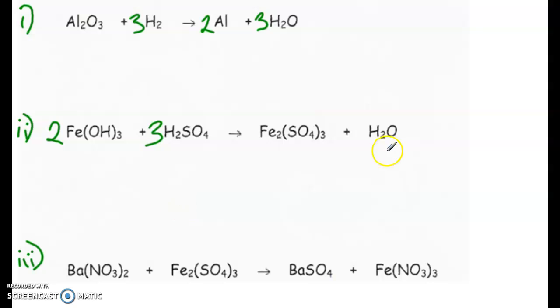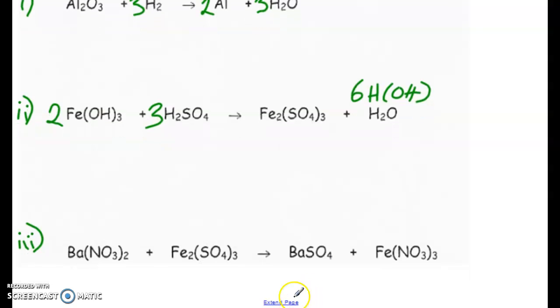And let's take a look now at our water. So remember, water is the same thing as saying HOH, really. So you can think of it that way if you'd like. So here we have 6 OH and we have 6 hydrogens. So we need a 6 in front of our water.